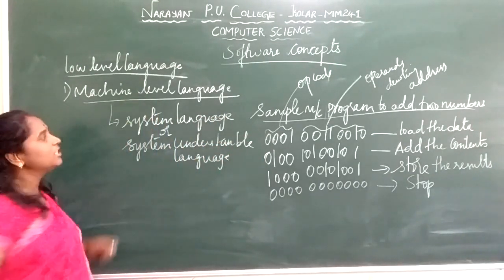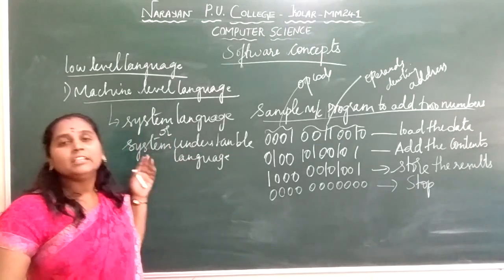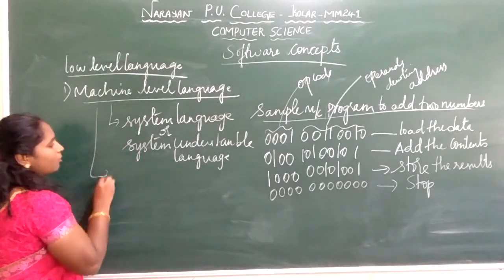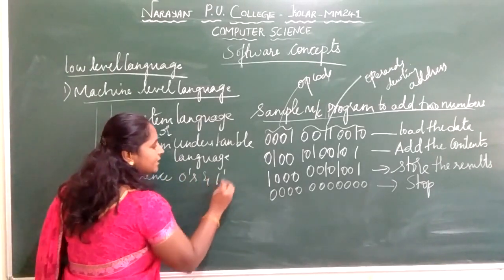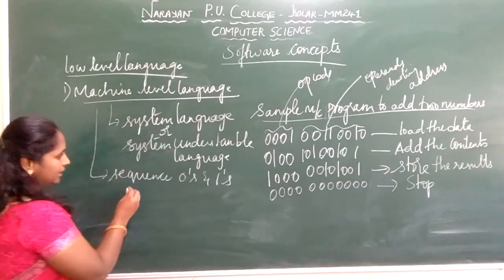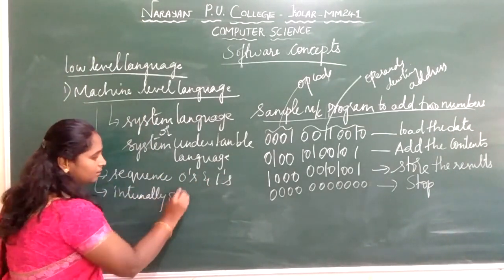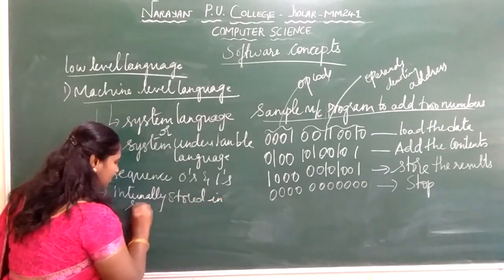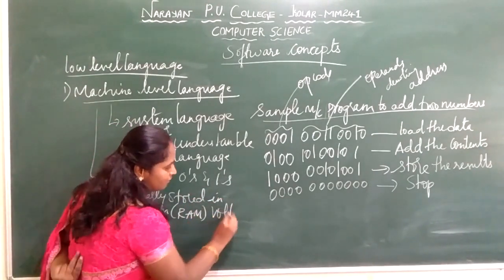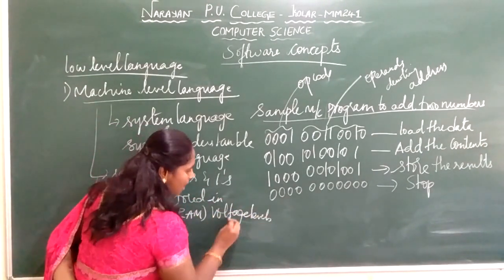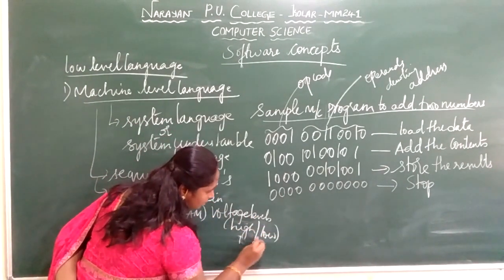Okay, this is machine level language. It is one of the system languages. In other words, it is a system understandable language. In machine level language, everything is in the form of sequences of zeros and ones, and it is internally stored in the system, that is in your RAM, as voltage levels, high or low, that is 1 or 0.